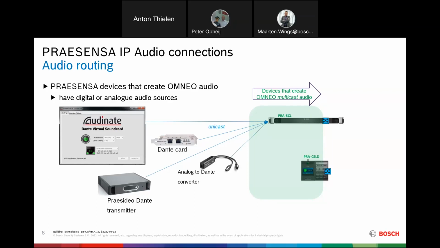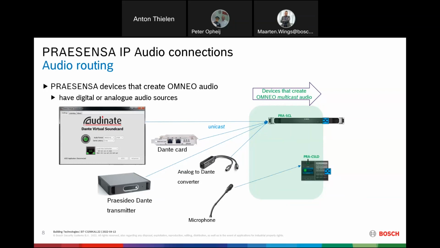But you have also a lot of analog to Dante converters. And this is just one example, but there are dozens of these kind of devices with 1, 2, or 8 or 16 channels available, which you could connect to the system controller in that case. So with that, you can create a lot of analog or digital inputs to reach the PRAESENSA system.